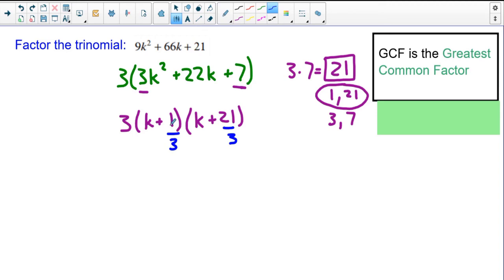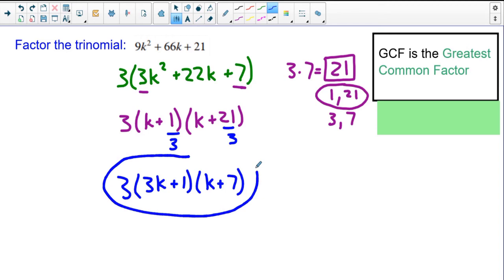On this one, I can't divide 3 out of 1. So I'm just going to move that in front of the k. That's going to be 3 times 3k plus 1 on that first factor. On the second factor, I can divide 21 divided by 3. That's going to be k plus 7. So these are going to be our factors here. Now notice if you did not factor out the GCF at the beginning, you would still have to factor it out here at the end.